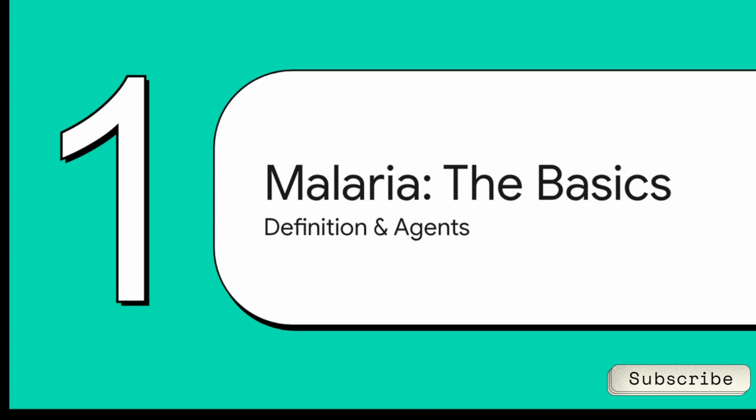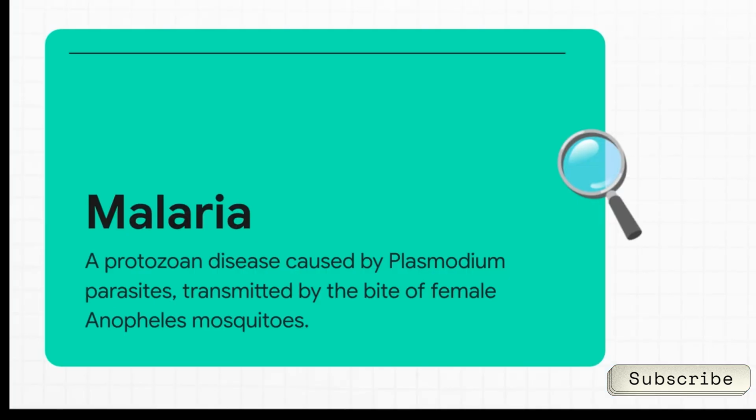All right, first things first, let's build that solid foundation. I promise if you get this right, everything else just clicks into place. So what exactly is malaria? Well, in a nutshell, it's a protozoan disease. The bad guy here is the Plasmodium parasite, and its getaway vehicle? That's the female Anopheles mosquito. And yeah, it's a fun little tidbit for your exams. The male mosquitoes are basically vegetarians. They're not the ones causing all the trouble.